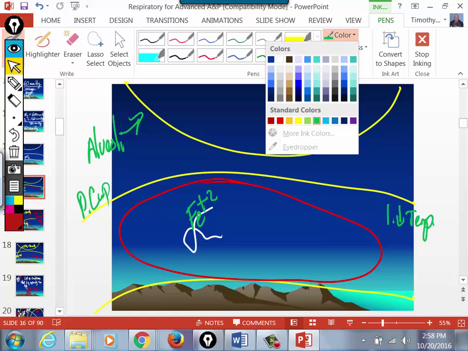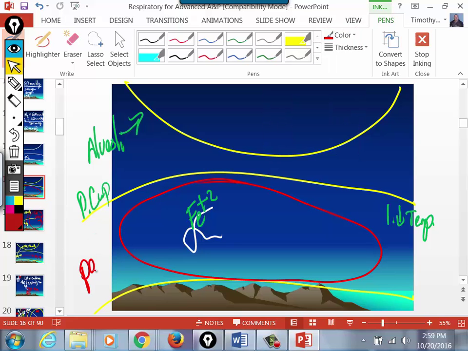Let's review. What is the PO2 of venous blood? I'll just tell you, it's 40. The PO2 of the alveoli is 100. So watch. What's going to happen to the PO2 of the plasma at the level of the pulmonary capillary and the alveoli? It's going to increase. So condition number 2 is increased PO2.